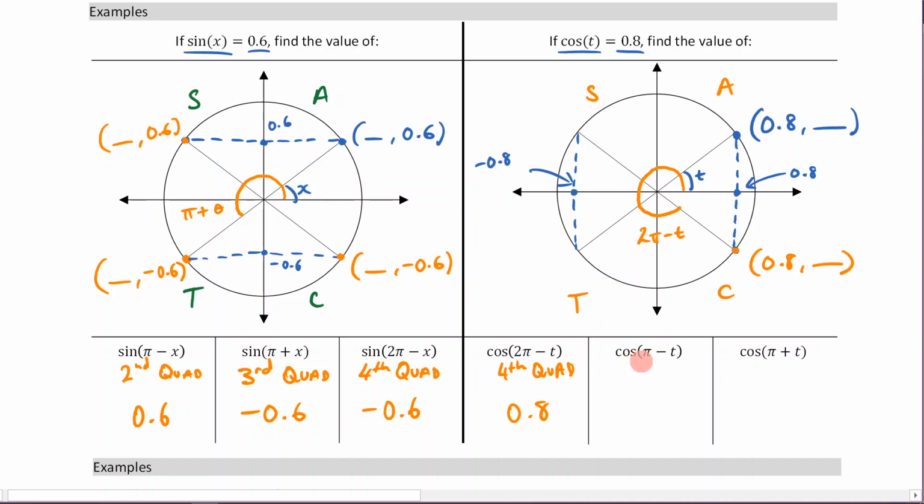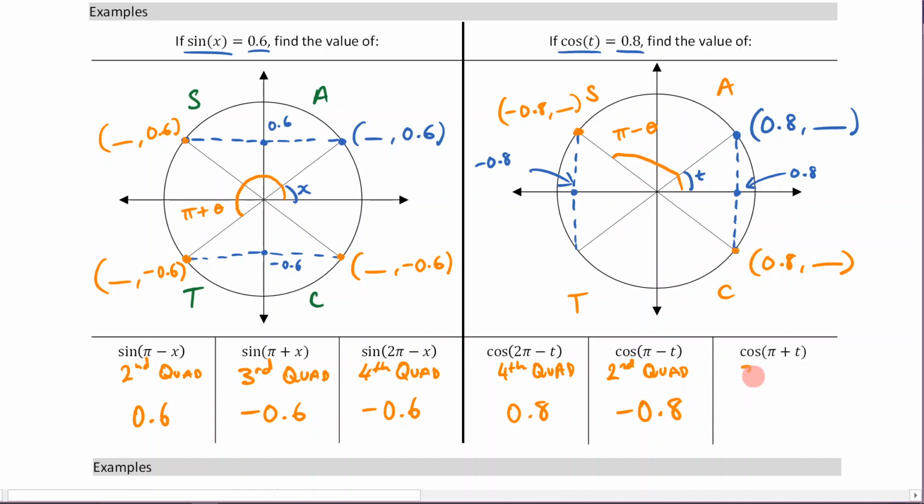Then we come over to this one. Which quadrant is this referring to? It's referring to my second quadrant. Is cos positive or negative in my second quadrant? We know it's going to be negative, so it's going to be negative 0.8. We can also visualize that. What it's saying is I'm coming over here. This is pi minus theta. We're coming to this point right here, and we know that our x is going to be negative 0.8 here.